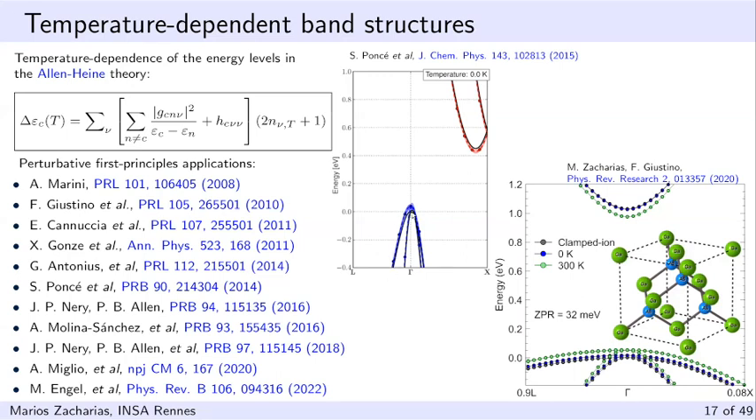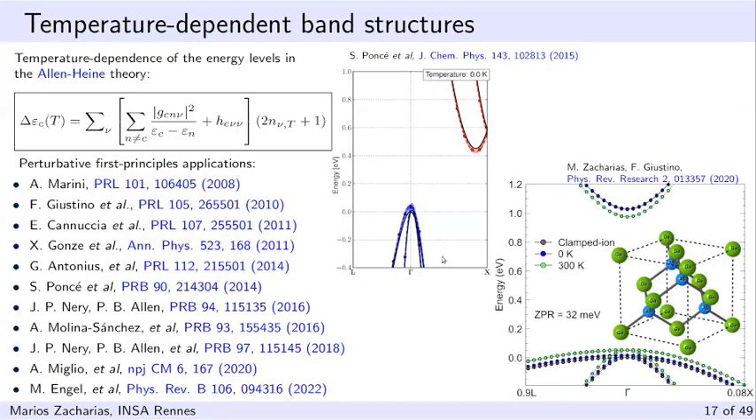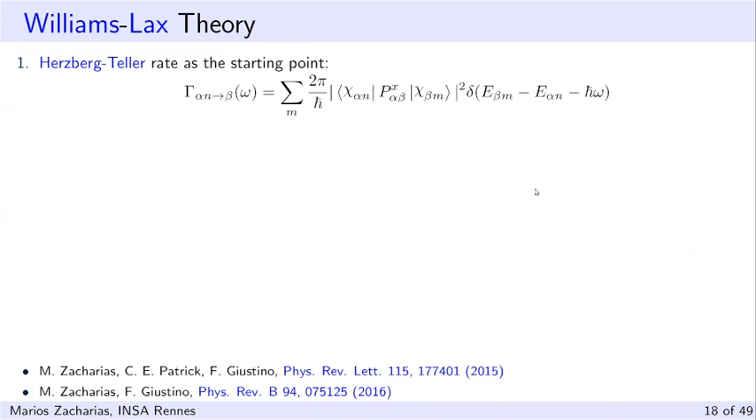If we think in terms of optical absorption, this band gap closing will lead exactly to the redshift of the absorption onset. Here I also include the case of gallium arsenide, going from 0 Kelvin, where even at 0 Kelvin we have the effect of zero-point renormalization, which is 32 milli-electron volts in this system. And if we go even to higher temperatures, we'll see that the band gap closing is even more prominent. So a consistent theory that can include the effect of indirect optical absorption and at the same time capture temperature-dependent band structures is the Williams-Lax theory.